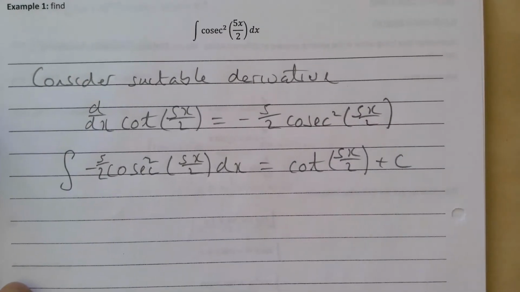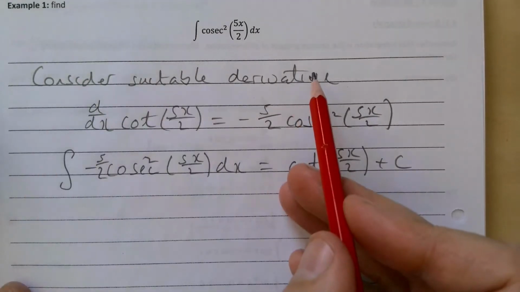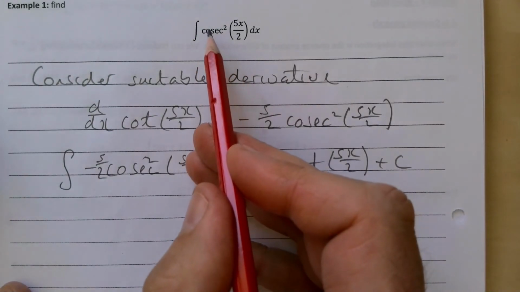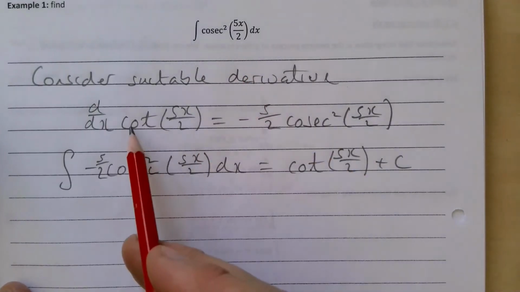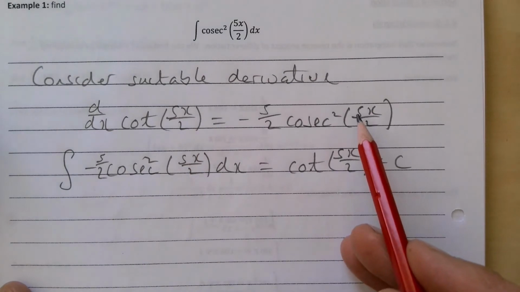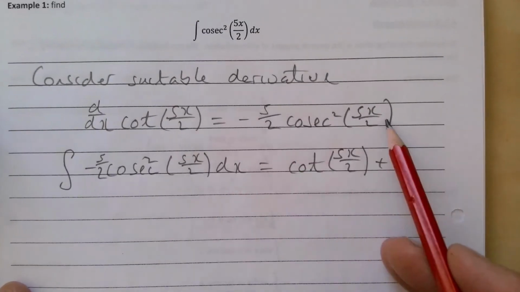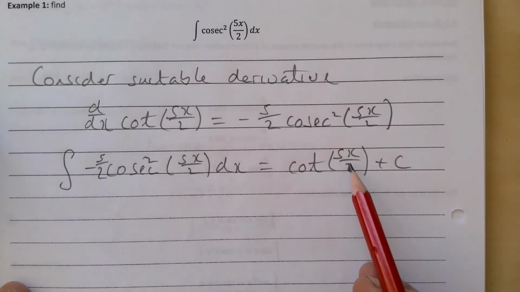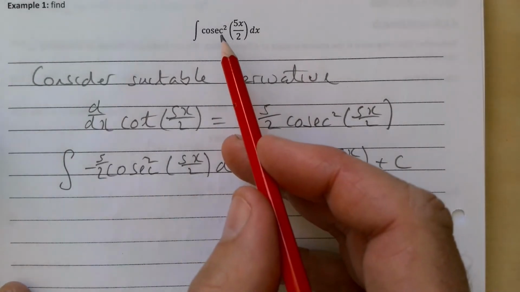So we're quite close here. Let's see what I've done. I've considered a suitable derivative. Looking at this, I know I differentiate cot, I get cosec squared. So if I differentiate this, I end up with this. So I've just written the exact opposite here. If I integrate this, I'm going to end up with this. This is quite close to what we want here.